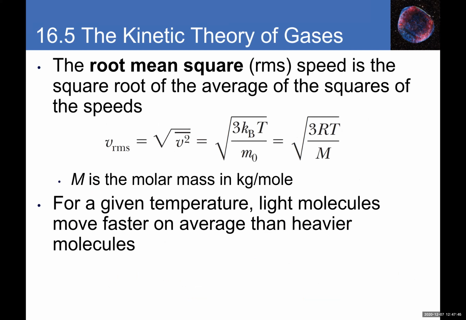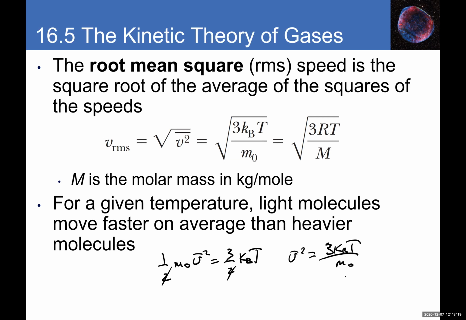So another thing we do here is, because in our equation is V average square, this square root of V average square is also known as VRMS. Remember that equation was 1/2 mass times V average square equals 3/2 kB times T. If I rearrange, this 1/2 cancels out. So V average square equals 3 kBT over the mass.